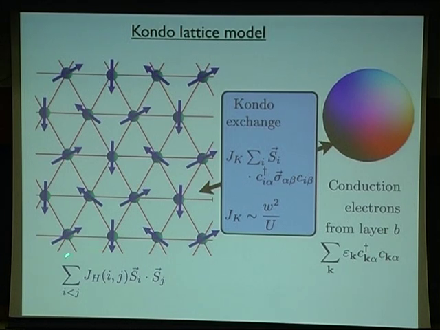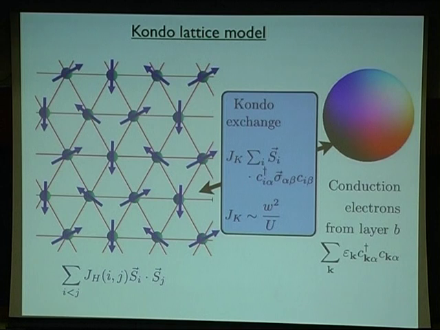All right, so that model here with J_H and J_K and free electrons is what people call the Kondo-Heisenberg model, or sometimes just the Kondo model. And, you know, there are of course many books and thousands of papers written on the properties of this model.